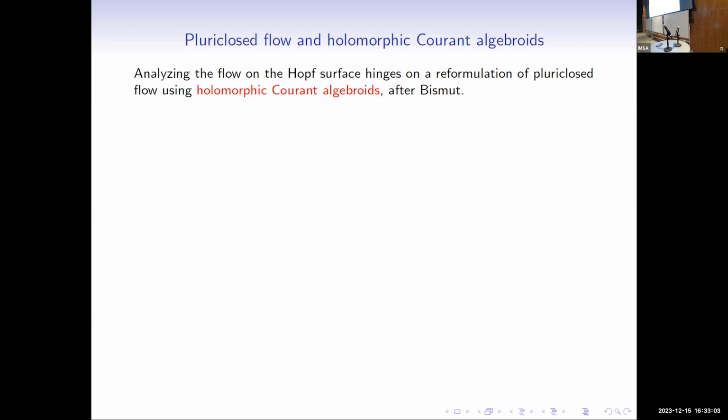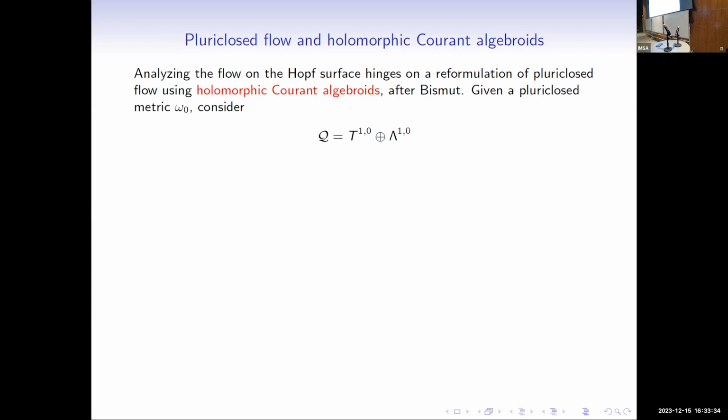So the analysis in a crucial way relies on reformulating the flow using what are called holomorphic Courant algebroids. Mark will discuss these in his talk. And in particular, this builds more or less on an observation of Bismut, who didn't really carry it all the way through, but he was basically doing holomorphic Courant algebroids in disguise. So let me just describe what it is.